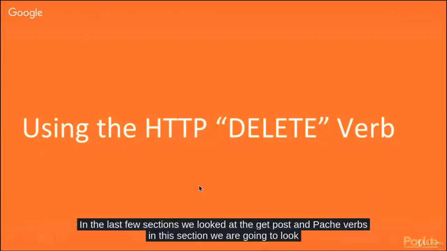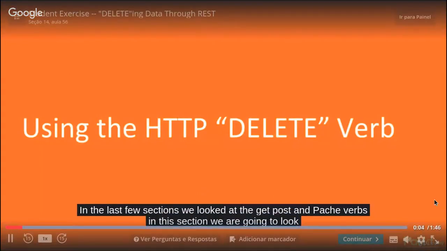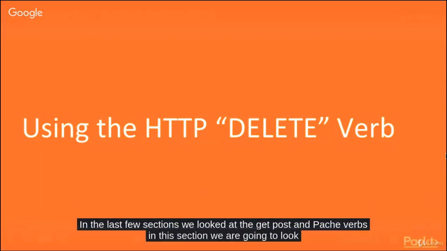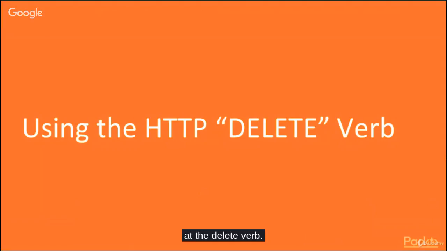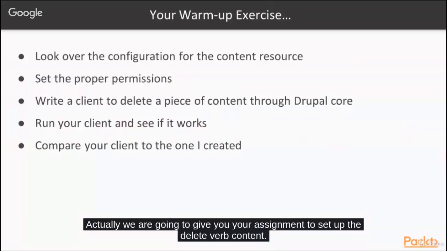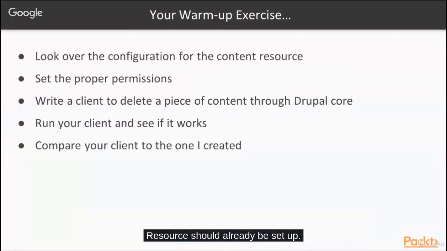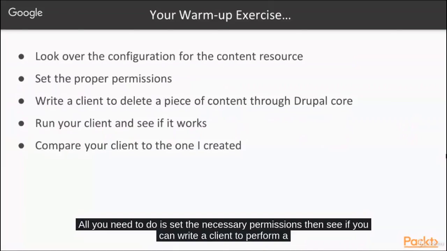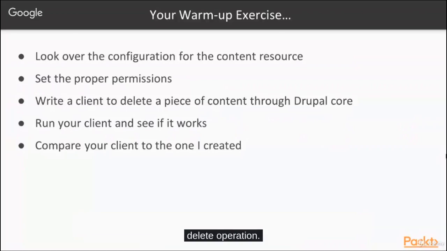In the last few sections, we looked at the get, post, and patch verbs. In this section, we are going to look at the delete verb. Actually, we're going to give you your assignment to set up the delete verb. The content resource should already be set up. All you need to do is set the necessary permissions. Then see if you can write a client to perform a delete operation.